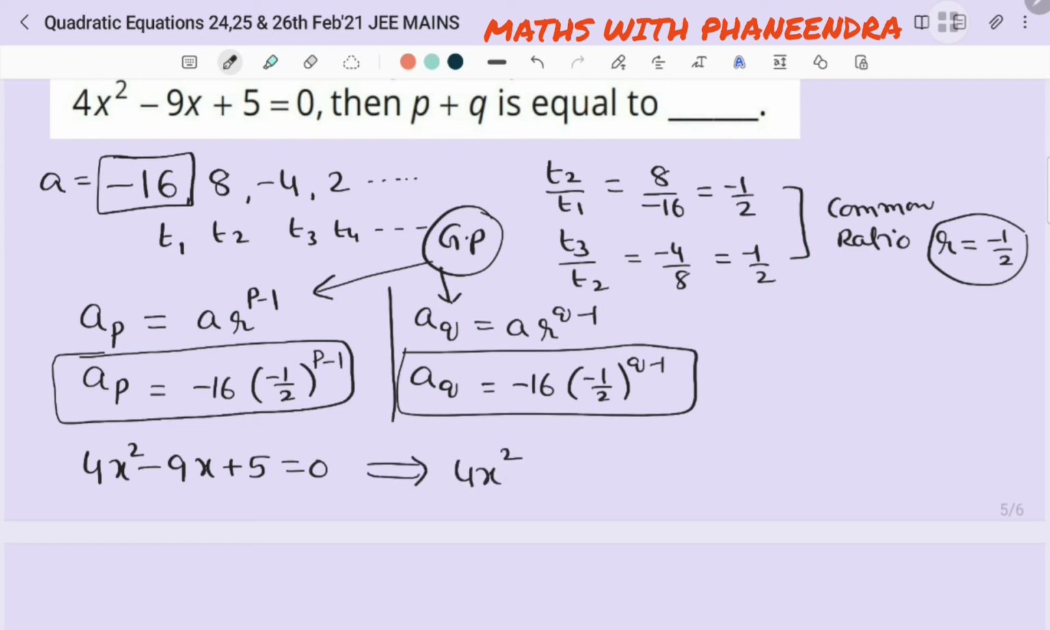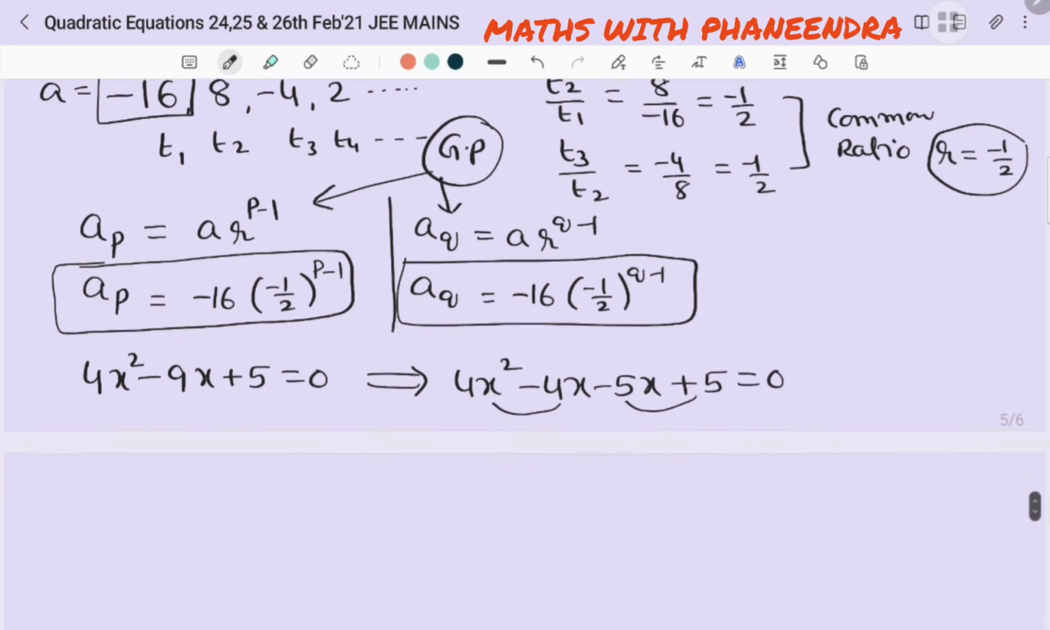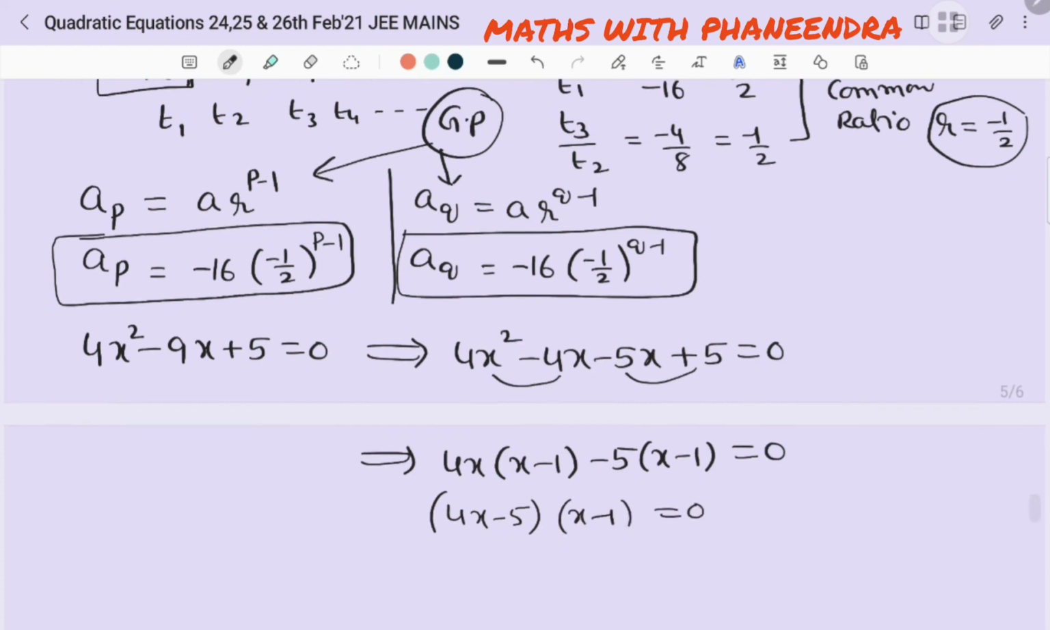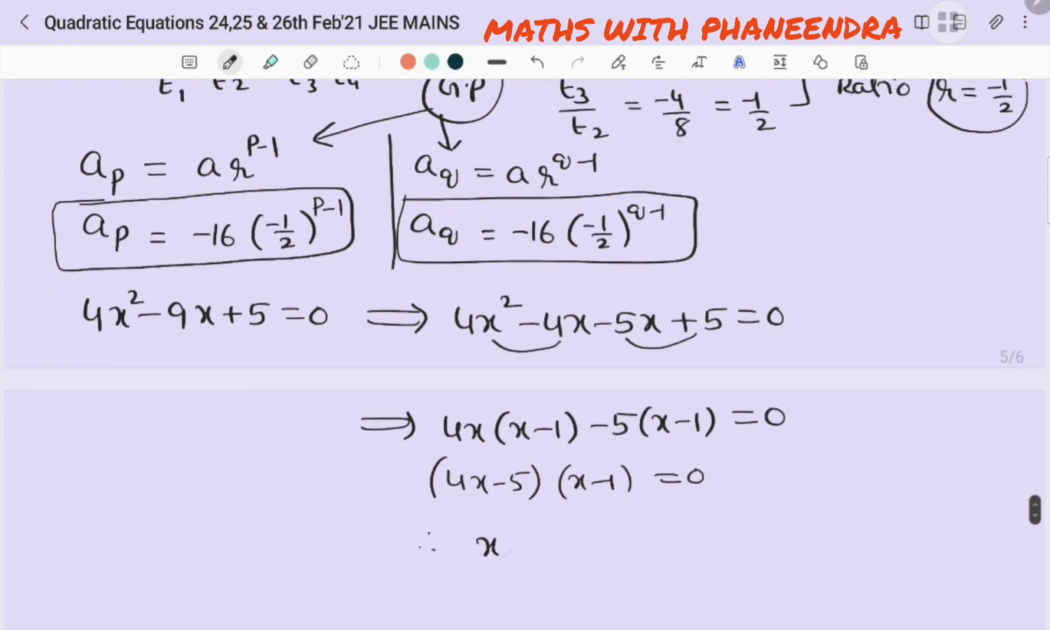4x square, 4 into 5 is 20, so 9 can be expressed as minus 4x minus 5x plus 5 equal to 0. From these two take 4x common, from these two take minus 5 common. 4x into x minus 1 minus 5 into x minus 1 equal to 0. So 4x minus 5 into x minus 1 is equal to 0. That implies x is equal to 1 and x is equal to 5 by 4.